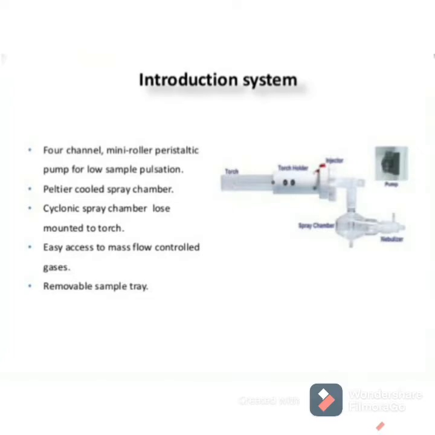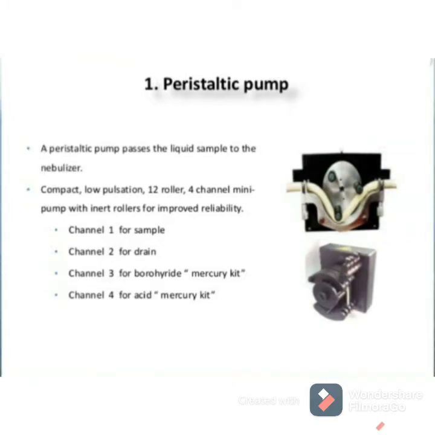In the introduction system, as I told you, the peristaltic pump is divided into 4 parts that you can see in that picture. A peristaltic pump passes the liquid sample to the nebulizer. It is a compact, low pulsation, 12 roller, 4 channel mini pump with inert rollers for improved reliability. Channel 1 is for sample, channel 2 for drain, channel 3 for borohydride mercury kit, and channel 4 for acid and mercury kit. In that image you can see the 4 channels.